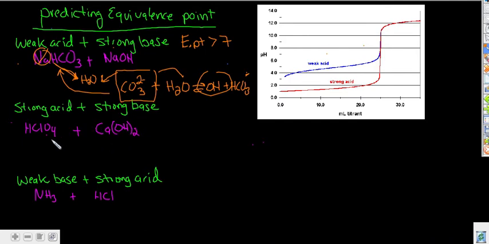But anyways, what's going to happen? Well, strong base, strong acid: every single one of these hydrogens is going to go here, every single one of these hydroxides is going to go here, right? And so we're going to just make H2O, okay?